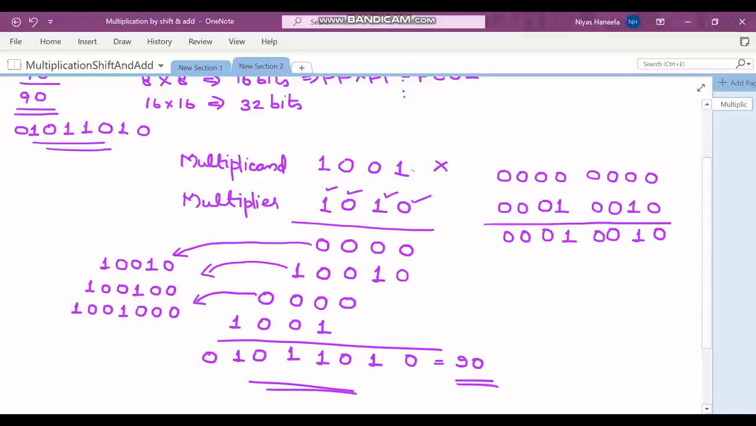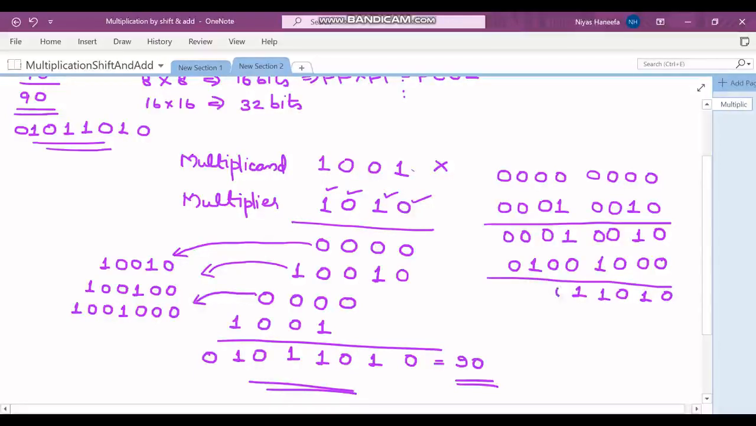Then the fourth bit of the multiplier is taken, that is equal to 1. So this shifted multiplicand will be added to the result, which is 00010. So the result is going to be 01011010. And again, after doing this addition, the multiplicand will be shifted by 1 unit to the left. But now, all the bits of the multiplier have been taken into consideration, so we need not do the addition again.